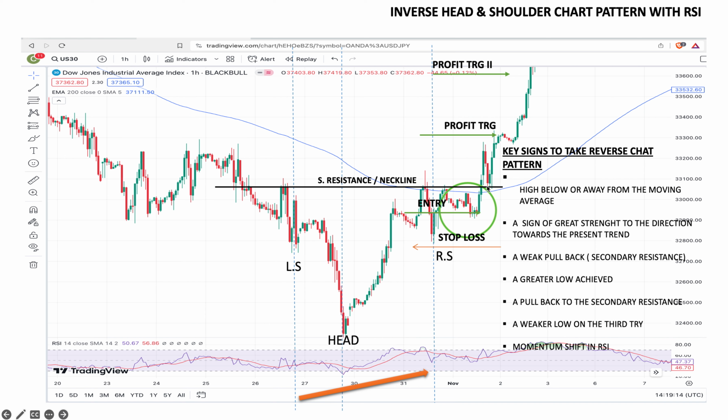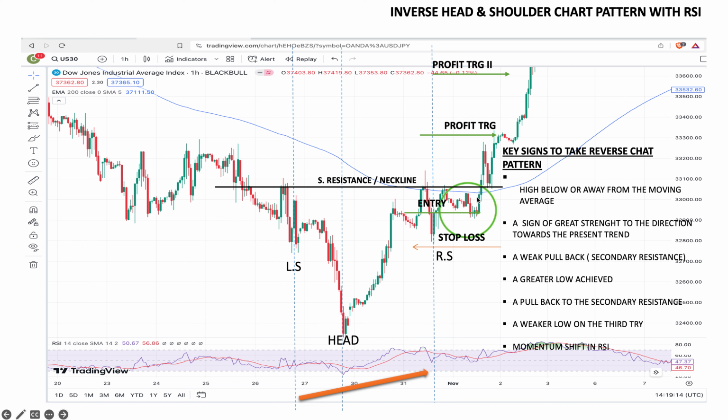Same thing with the inverse head and shoulders chart pattern. You look for your head and shoulders, you find your left shoulder, you find the head, you find your right shoulder, you check for your neckline, for your entry, and then you confirm with the RSI and see the momentum. You can see there's this incline to go up. You can see the price has shifted from its discount, which is minus 30, and goes up to the 50% zone. So it shows that there's an influx of buyers in the market.